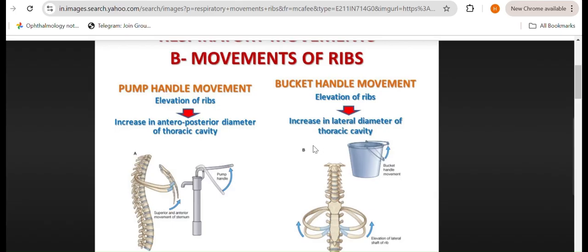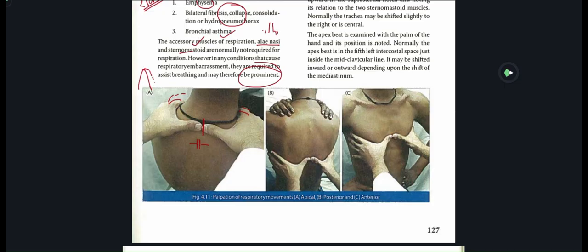Okay. Now let's come back and see. So this time we looked for the elevation of the fingers. When we place our fingers on the anterior aspect, we fan out our fingers laterally and the thumbs are in the midline. What are the movements which we are going to see here? The movement is going to be separation of the thumbs and the lateral elevation of the fingers, right? Lateral elevation of the fingers. And similarly on the back side, when I'm going to measure, there will be separation of the thumbs and lateral elevation of the fingers.